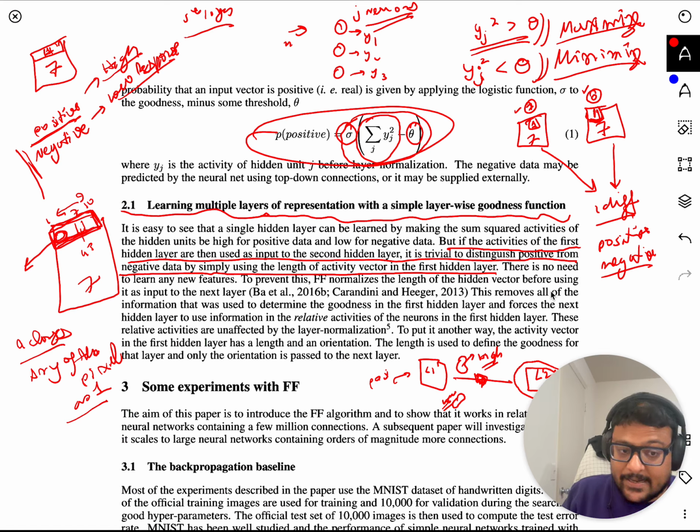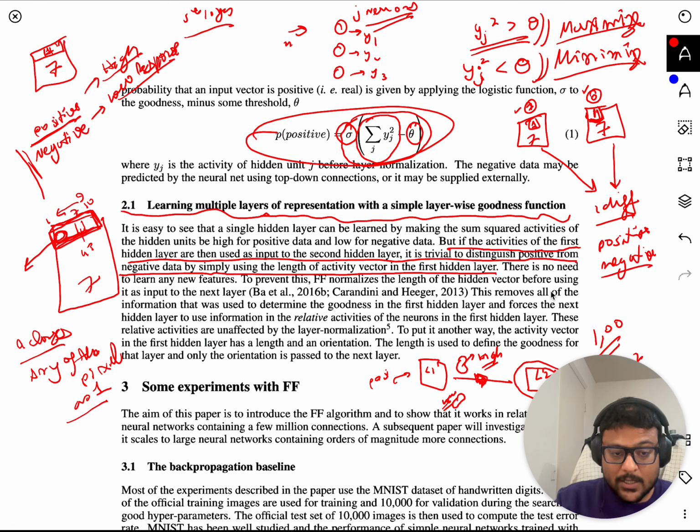So the job of the second layer becomes far easier, right? Because if it looks at these two vectors, one has a very high magnitude and one has a very low magnitude, then it can easily fit its parameters to distinguish between this positive data and this negative data. And that is something which we don't want, because if you give it a very large number like 100, and then some very small number, 0.1, 0.2, it is very easy to distinguish between these two sets of numbers. One is very large and one is very small.